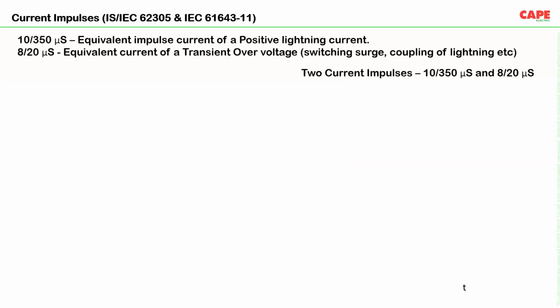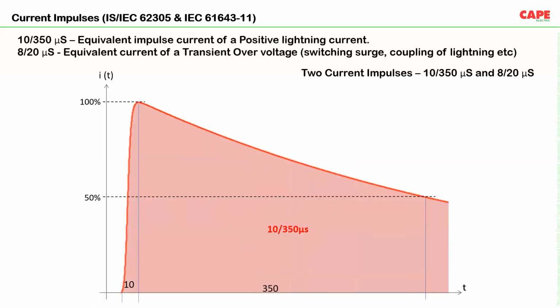Again, in the last webinars, we have studied that there are basically two types of impulses. First one is the 10 by 350 microsecond waveform. Second one is the 8 by 20 microsecond waveform. The 10 by 350 microsecond waveform, by common name, we also call a lightning surge, whereas the 8 by 20 microsecond waveform can also be called a switching surge.